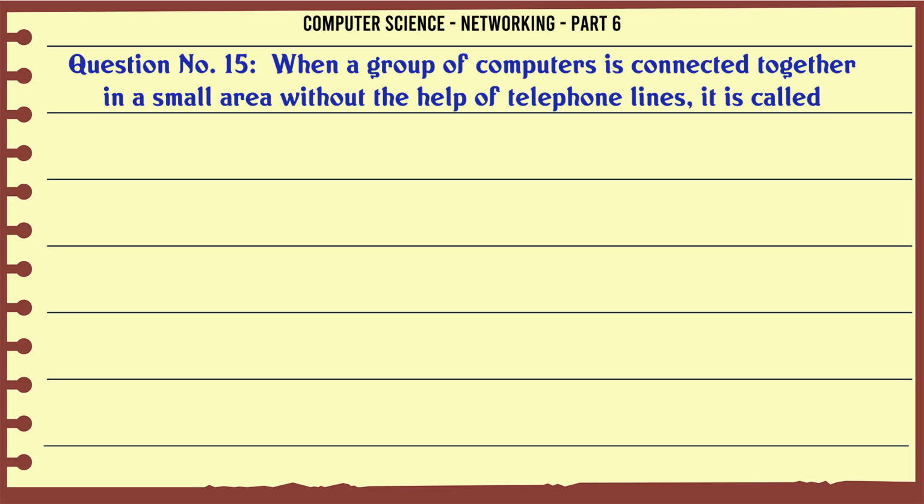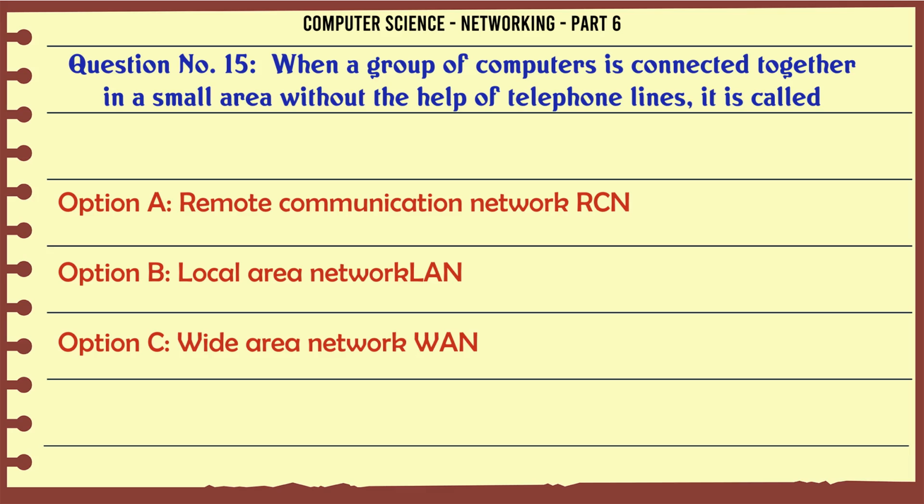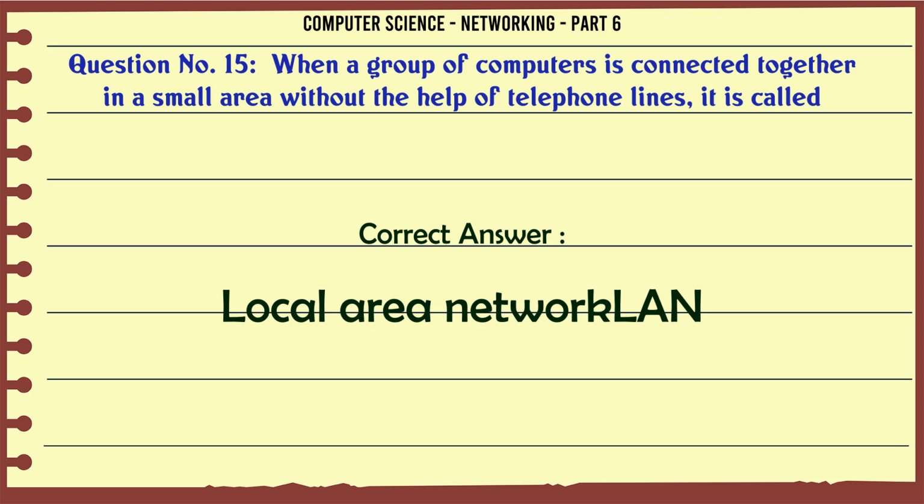When a group of computers is connected together in a small area without the help of telephone lines, it is called A. Remote communication network (RCN). B. Local area network (LAN). C. Wide area network (WAN). D. Value added network (VAN). The correct answer is local area network (LAN).